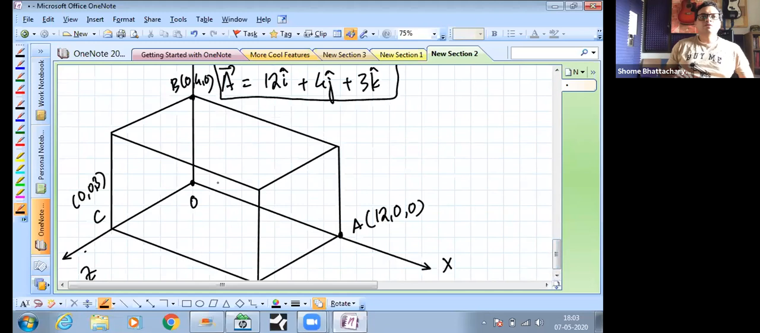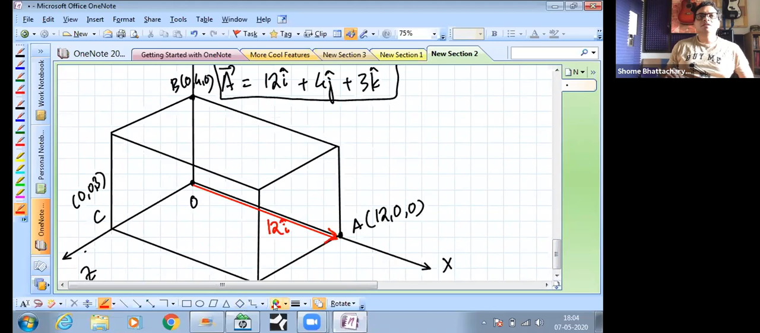So if I make a displacement starting from the origin of 12 i cap, I will reach this point A. So this would be 12 i cap. Then from here A, I have to make that displacement OB, but it's not from O, it is from A. So my displacement OB, how will that look now?